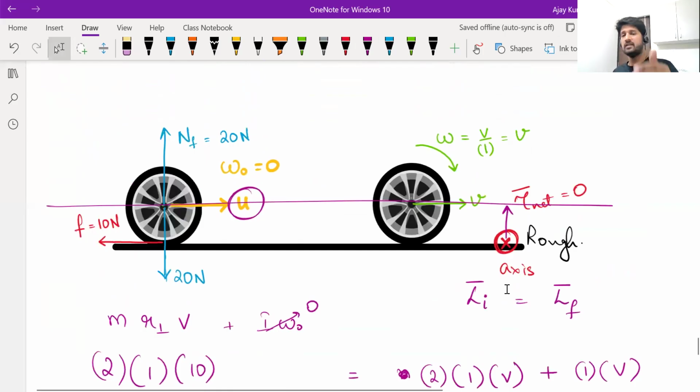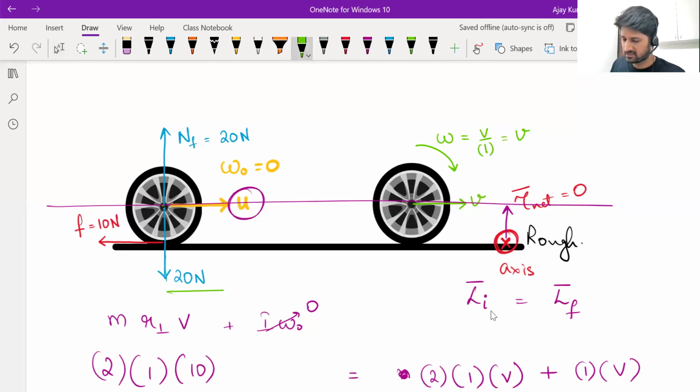But this approach can't give you all the answers. It can't tell you how much distance it traveled because angular momentum conservation does not involve this distance. It can't tell you how much time elapsed also. So those things cannot be found using this approach. But if you just want to find out final velocity, final angular velocity, you can do it.